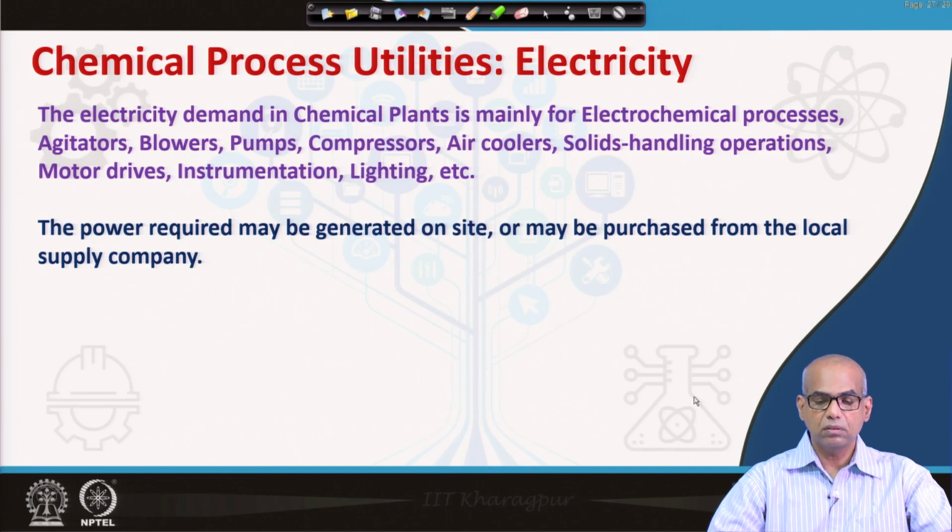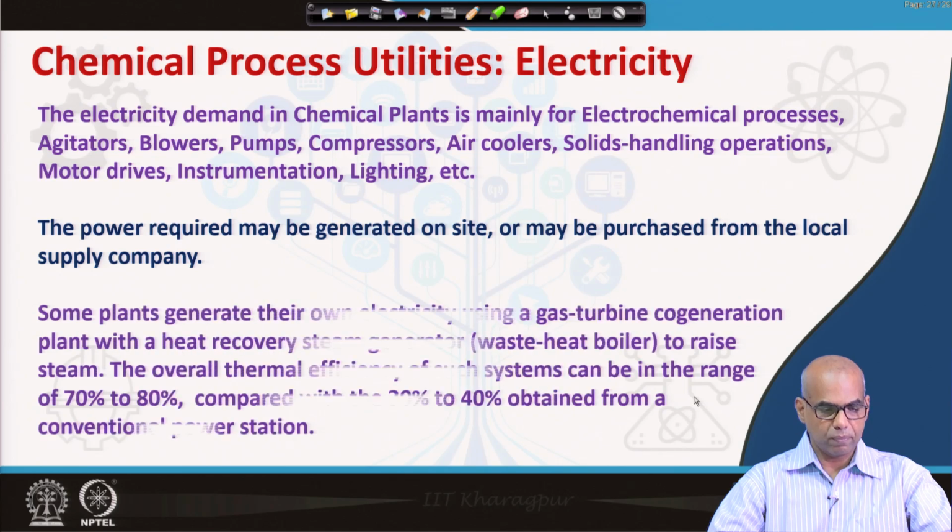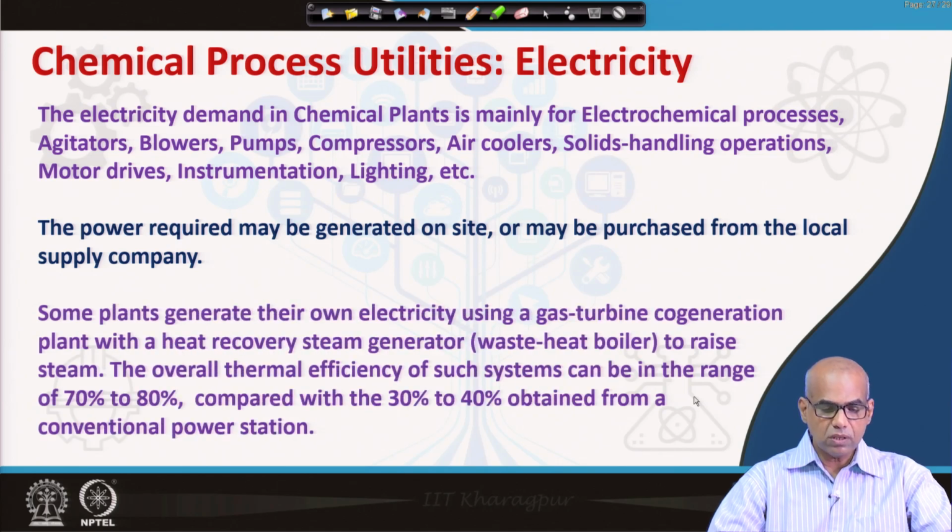It depends on which will be more convenient and cost effective. Some plants generate their own electricity using a gas turbine cogeneration plant with a heat recovery steam generator, or waste heat boiler, to raise steam. The overall thermal efficiency of such systems can be in the range of 70 to 80%, compared with the 30 to 40% obtained from a conventional power station.